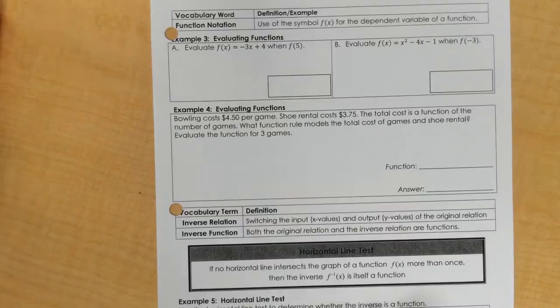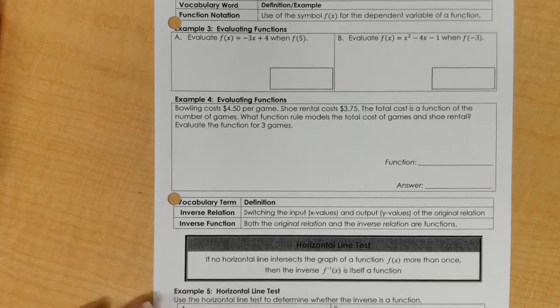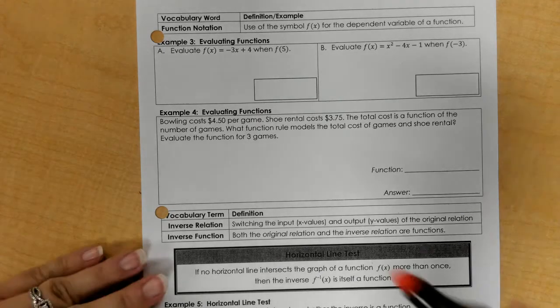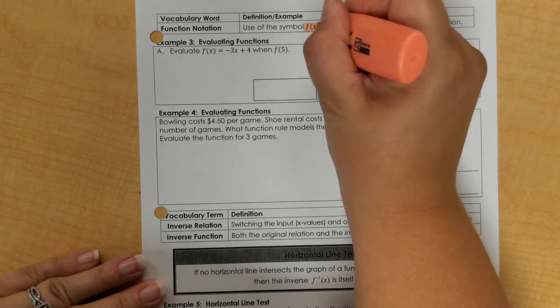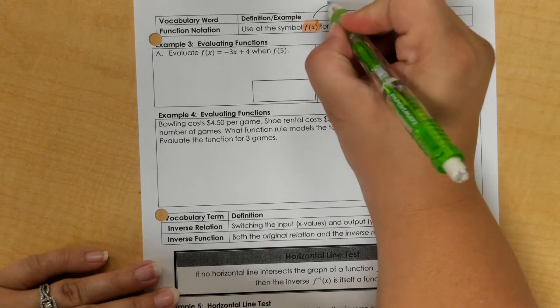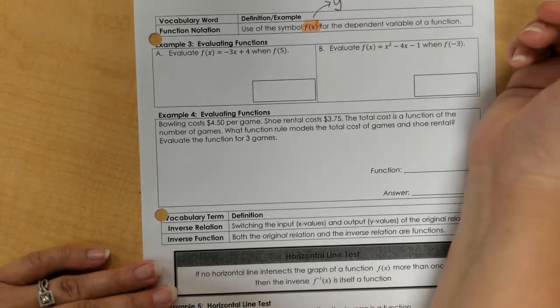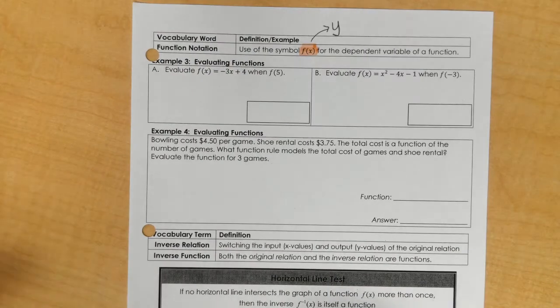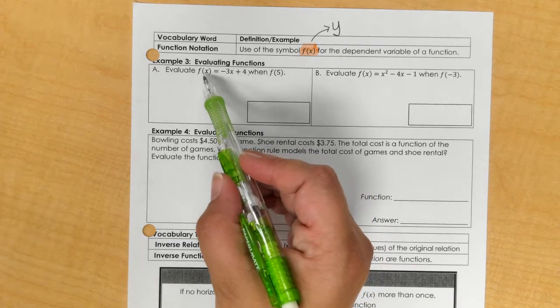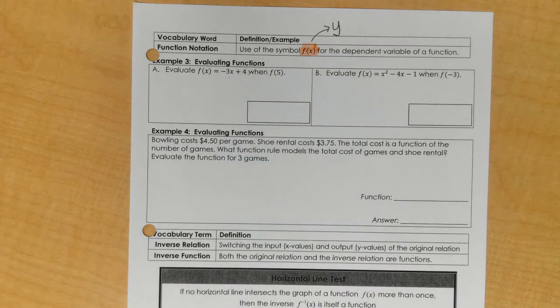All right, the next part of this note is function notation. So function notation uses the symbol f of x for a dependent variable of a function. This is very important that you understand that it just replaces y. Okay, so if I see y equals negative 3x plus 4, and there's f of x there, that's okay. It's just a y. All right.